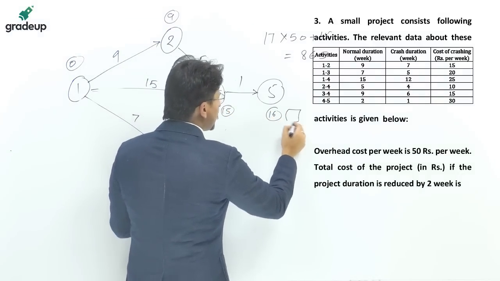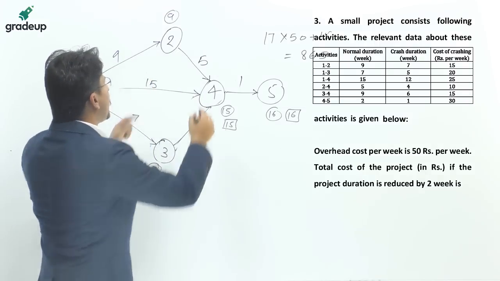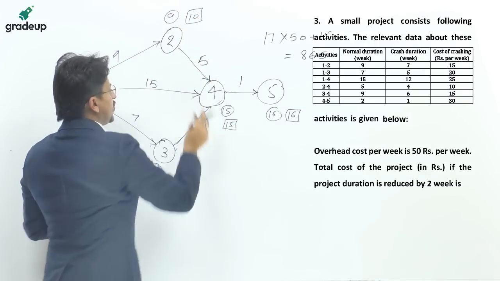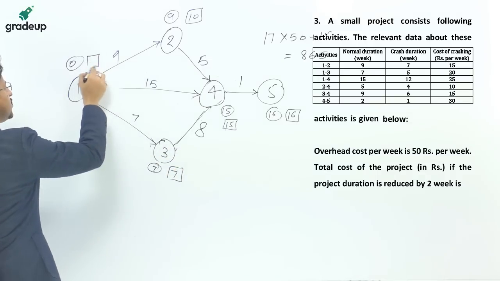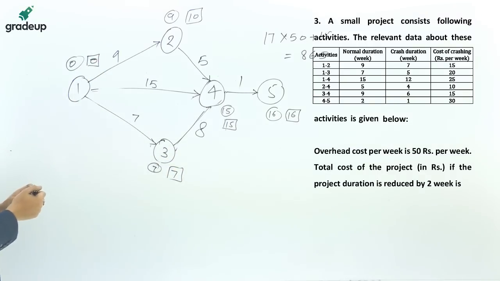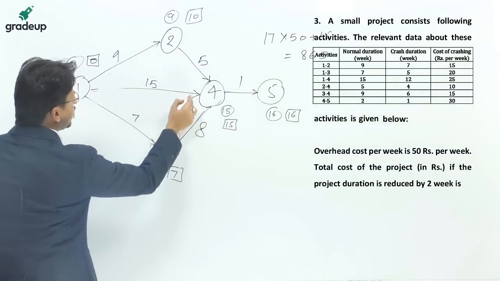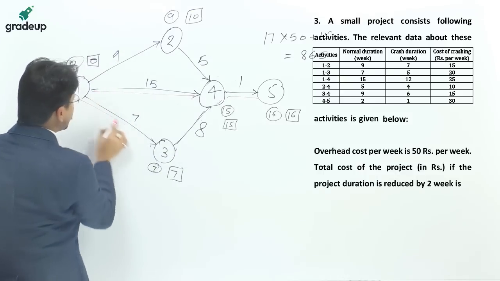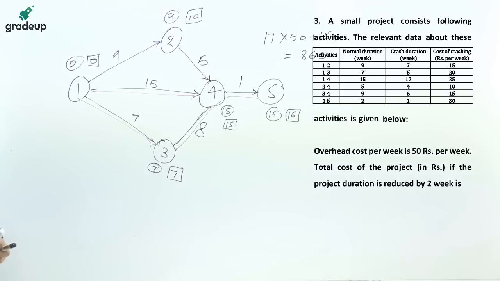Now doing the backward pass computation, 16, 15, 15 minus 5 is 10, 15 minus 8 is 7. Now going here, this will become 0. Okay, now there are the critical paths, that is 0, 0, 15, 15. This is one critical path and this is another critical path. So we haven't changed the original critical path that we have got.